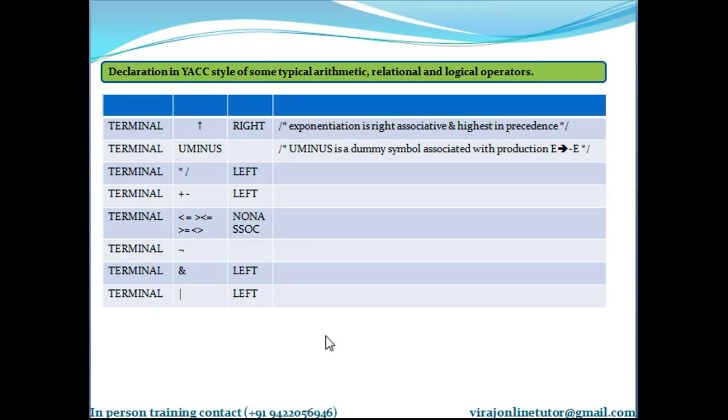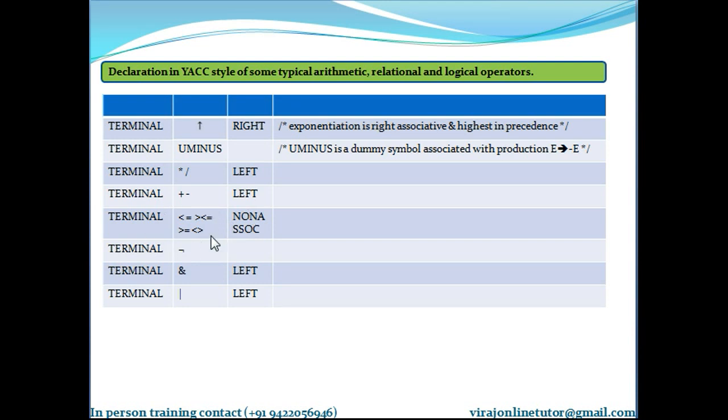Now this is how we declare in Yacc style the different arithmetic, relational and logical operators. So I have written them in the order of their precedences. So exponentiation has the highest precedence and it is right associative. Next is U minus. Okay, U minus stands for unary minus sign. It's a dummy symbol associated with so-and-so production. Then comes multiply and divide, which are left associative. Next plus and minus, which are left associative.